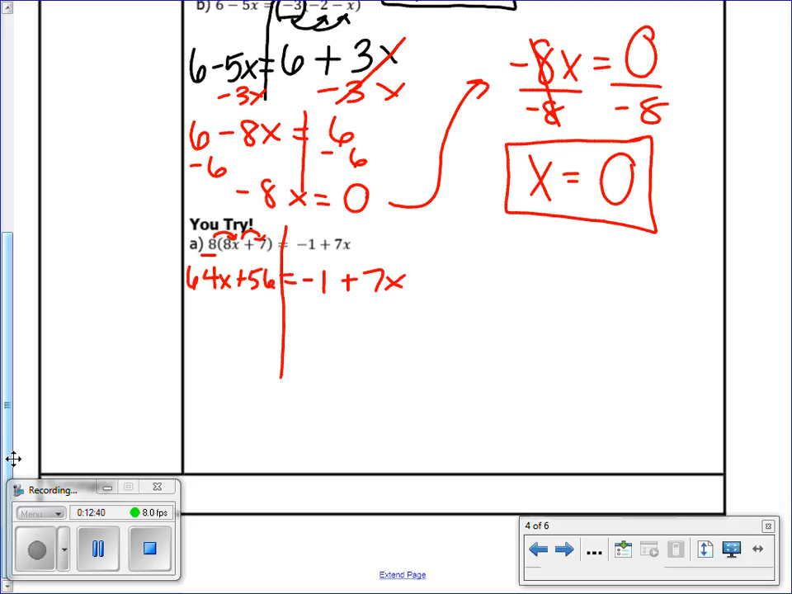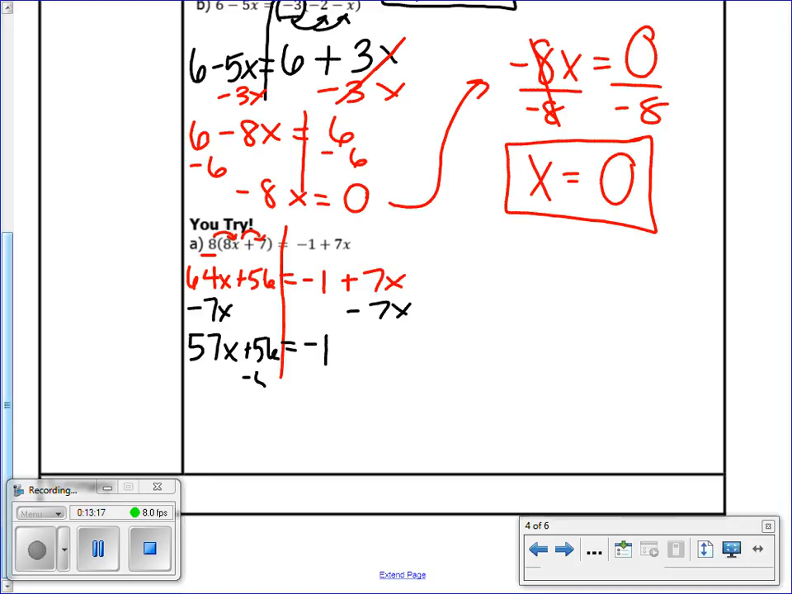Next is combine like terms. I can't combine the two on the left. I also can't combine the two on the right. Now we do letters left, so do the opposite. So we have positive 7x, so we do minus 7x to both sides. When we complete that, we end up getting 57x plus 56 equals -1.